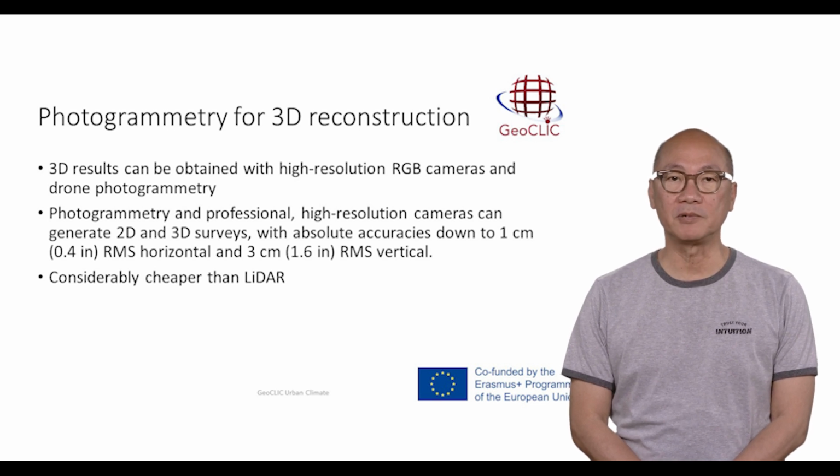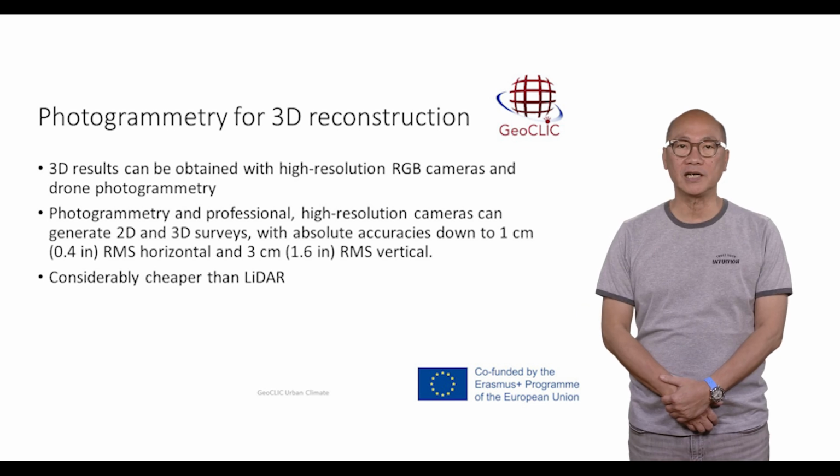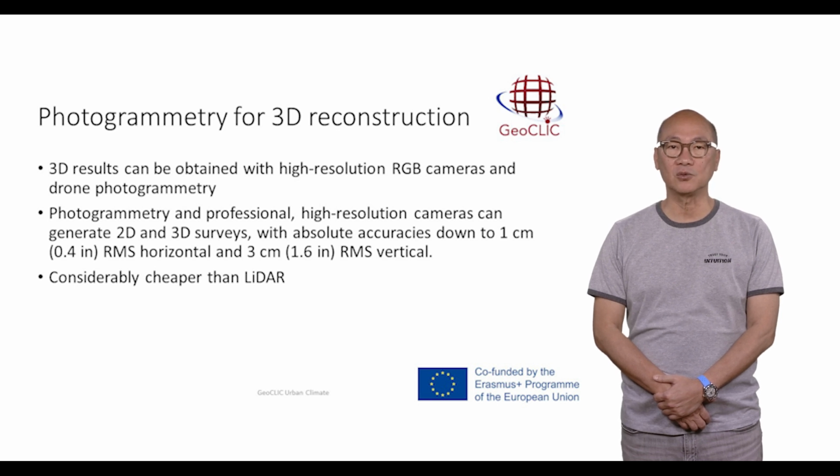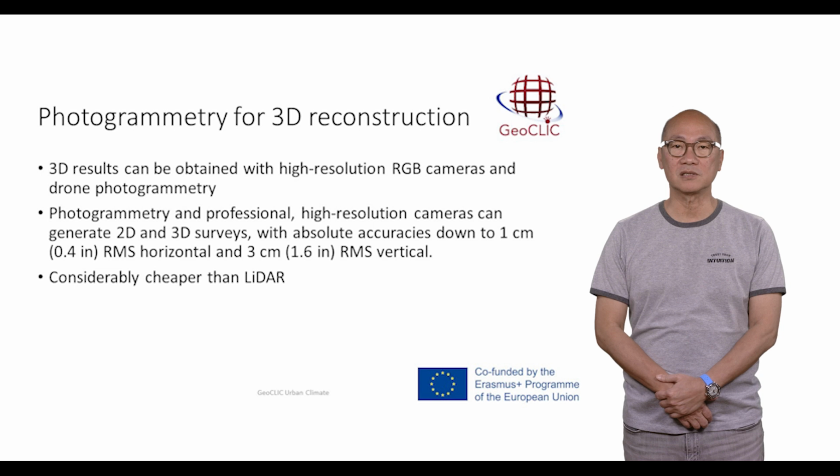With the increasing popularity of drone-based acquisition and related technologies, 3D reconstruction can also be achieved using drone-based photogrammetry. Photogrammetry and professional high-resolution cameras can generate 2D and 3D surveys. With their absolute accuracies down to 1 cm root mean square errors for horizontal and 3 cm root mean square errors for the vertical, the cost is considerably cheaper.